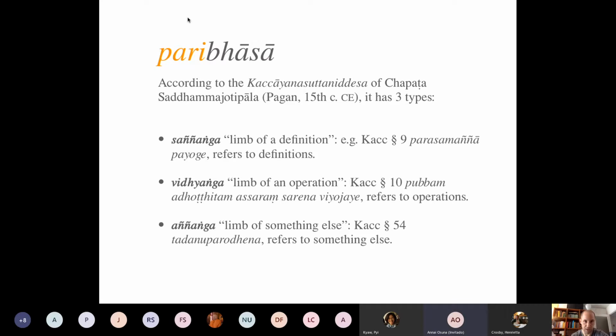So here you can see how even in the tradition, the paribhasas are not taken as something external to the system, but it's a kind of mechanism within the system to learn how to use the operations and the definitions, etc.